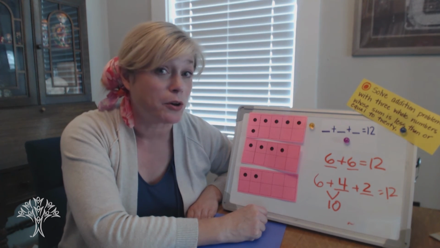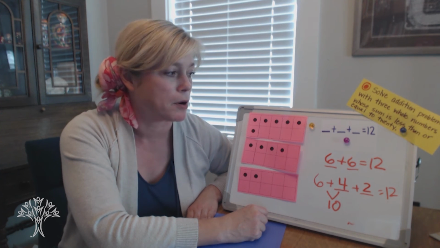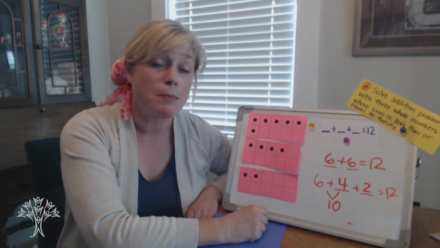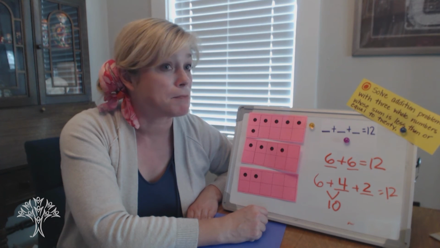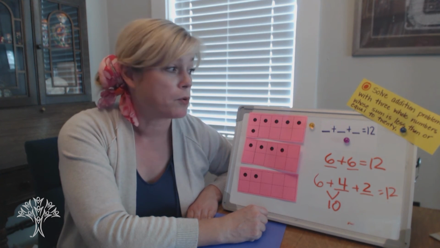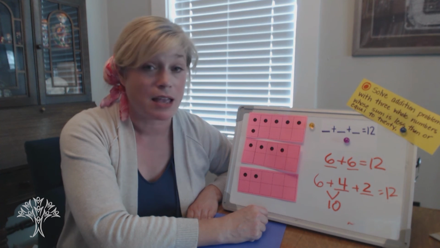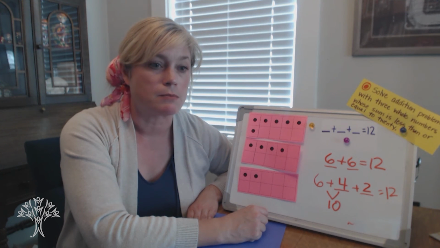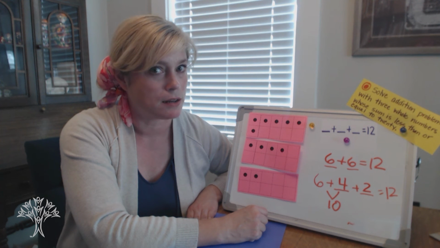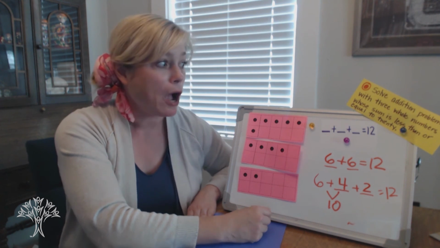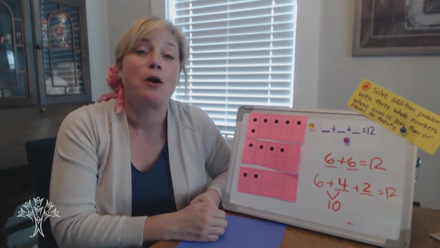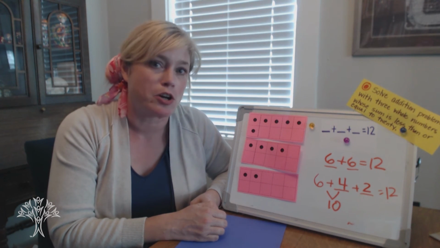Can you think of other math problems with a different target number? Maybe you and the people in your house could think of 3 addends to make 10, or 3 addends to make 8, or 3 addends to make 18. Play with that. See what you come up with. How many different ways can you come up with to make your target number?